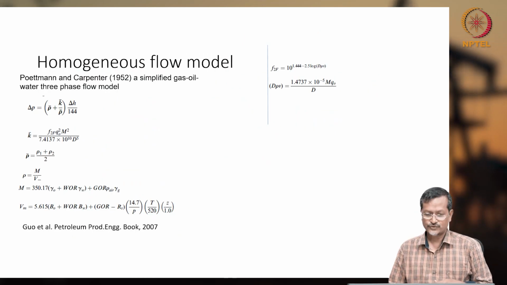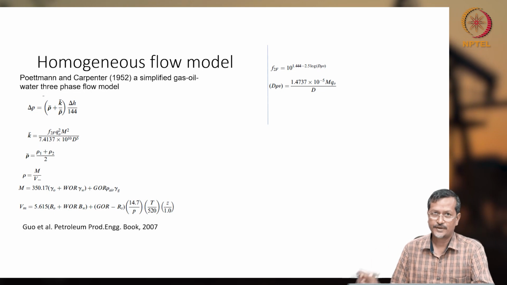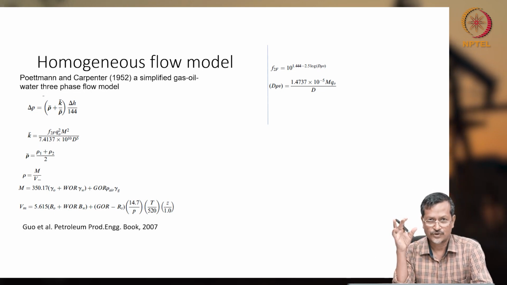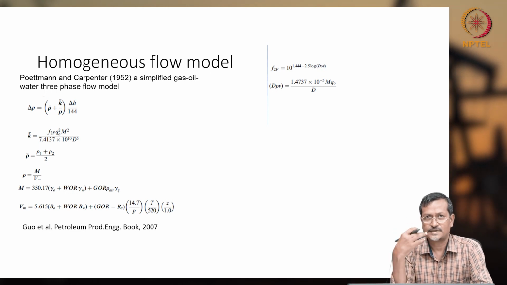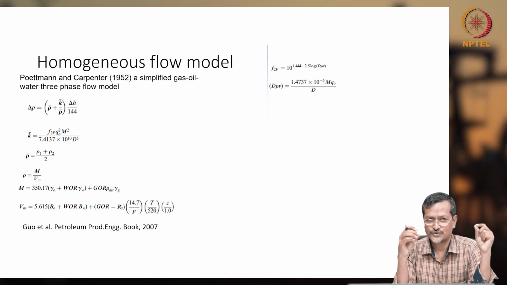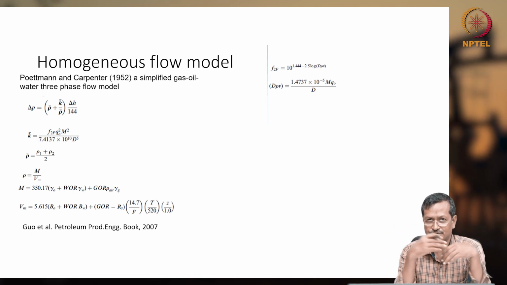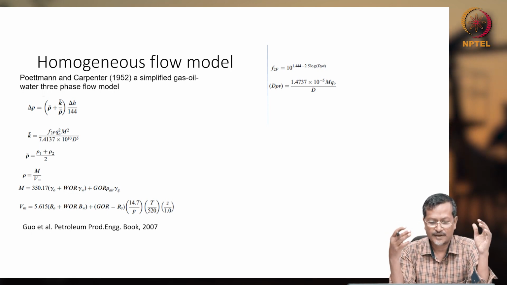Now whenever you are solving multiphase flow, there will be two types of solution. One will be the homogeneous model, one will be the separated model. The homogeneous model is a little bit easier, but easier does not mean it is very easy like 2 plus 2 equals 4. There are several correlations. One correlation is the Poettmann and Carpenter correlation. So we'll see what the correlation is.